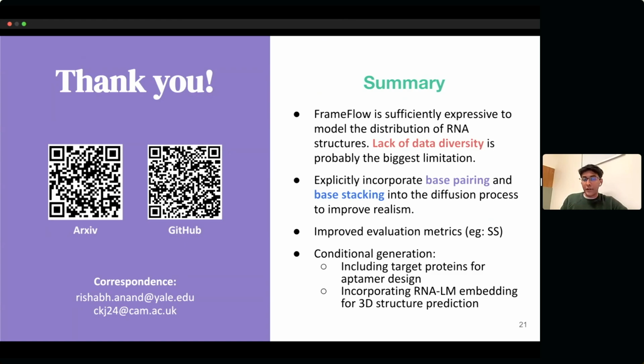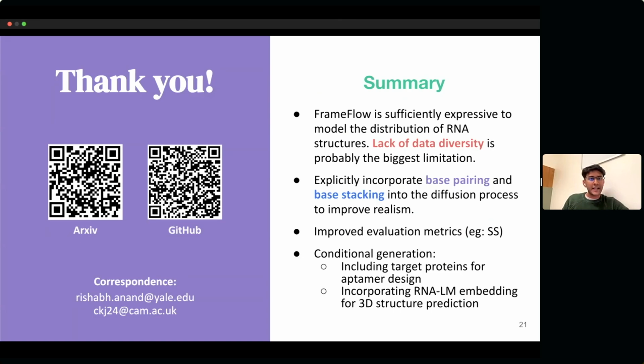Of course, we want to bring in improved evaluation metrics, maybe bring in secondary structure-based evaluation. So far, we've been evaluating the 3D structure, but I'm sure there's a bunch of exciting things that can be done in really showing that the generated RNA are both locally and globally realistic.